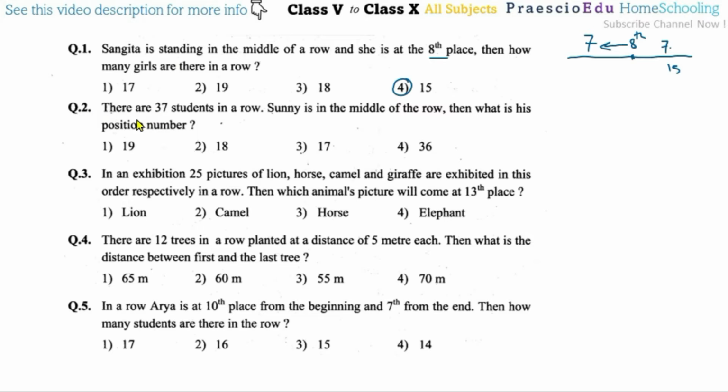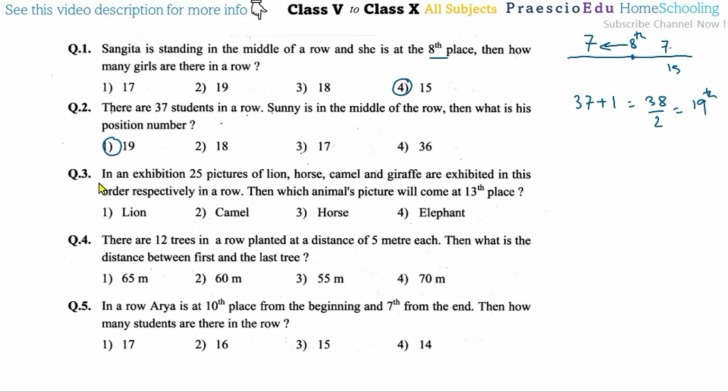Now question number 2, there are 37 students in a row. Sunny is in the middle of the row. Then what is his position number? So total is 37, so total plus 1 we have to do. So that is 38 and divided by 2, so that is 19th. So 19th is the middle number, or Sunny's position number. 19th means option number 1 is the correct one.